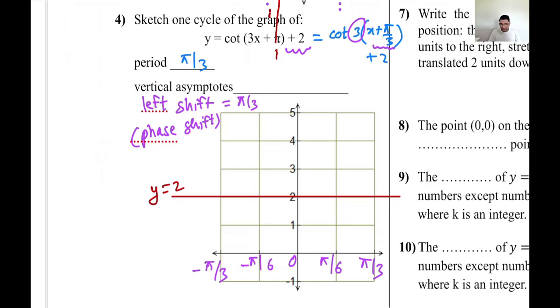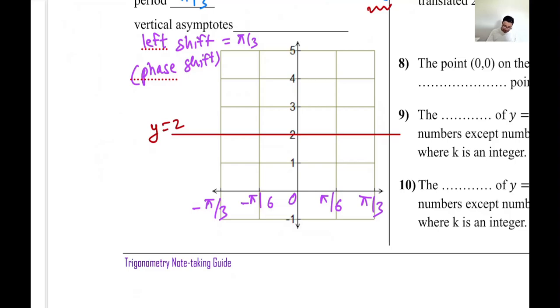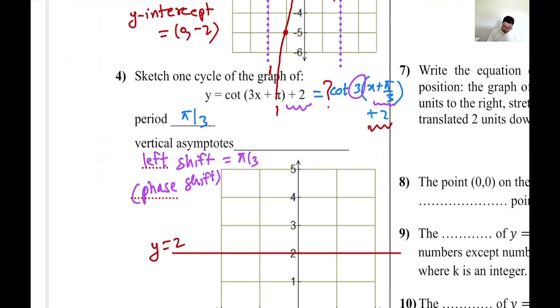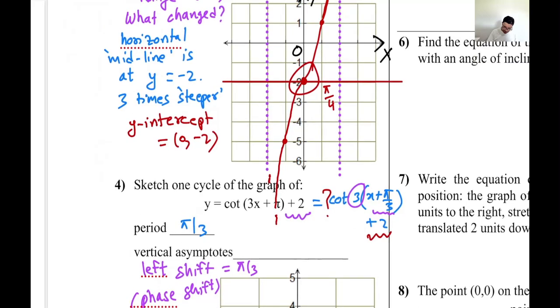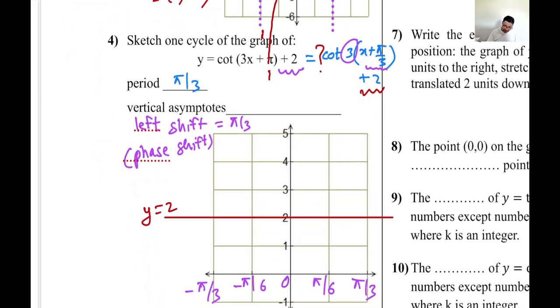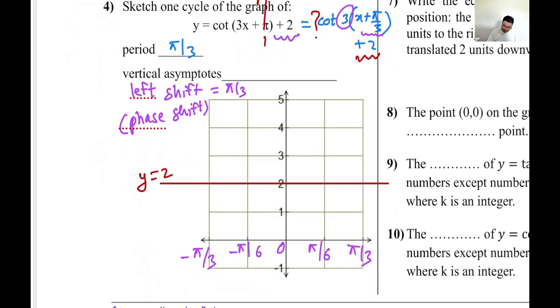And what else can you do? It has been horizontally shrunk, because the period is pi over 3. Vertically, you didn't multiply the values there, so that's fine. That's not vertically stretched, but shifted up. All of that is now taken into account. So what will be the values? As x approaches 0, you will be at cot pi, and cot pi is infinity.